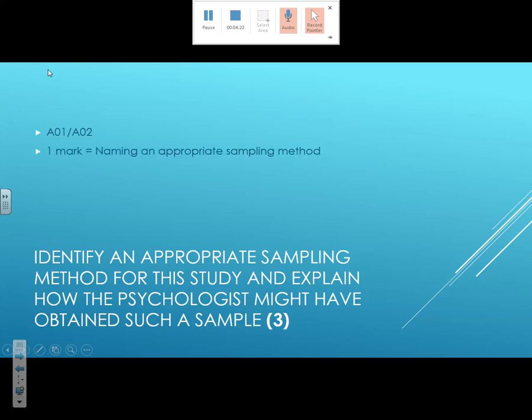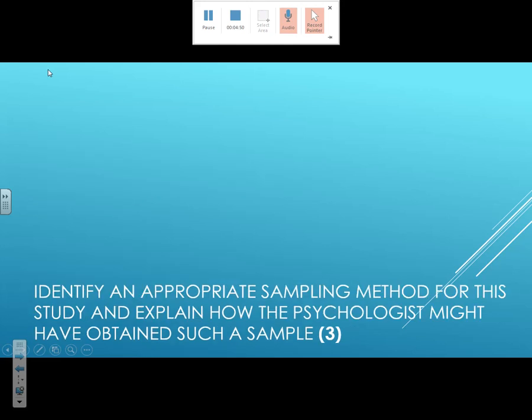So 1 mark for naming an appropriate sample, 1 mark for explaining how they'd carry it out, and a 3rd mark for ensuring it's contextualised. However, bear in mind, if you don't contextualise, you don't get any marks. So 1 mark for naming it, 1 mark for explaining how you'd carry it out. If you haven't contextualised, you don't get either of those marks. So chances are you've either got 0 or you've got 2, possibly. Because it says in this study. That is how important it is.